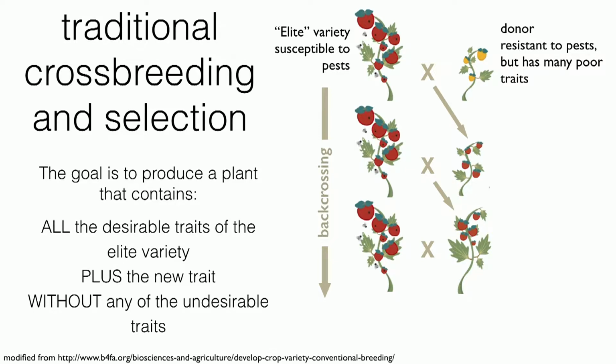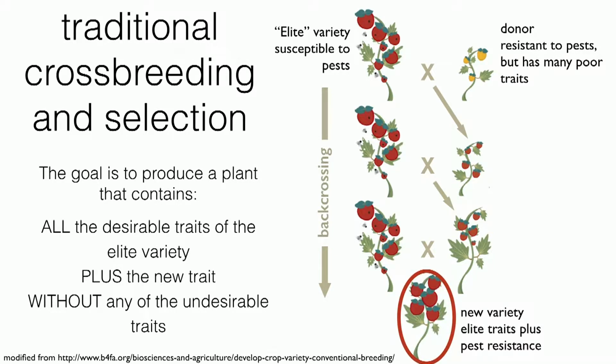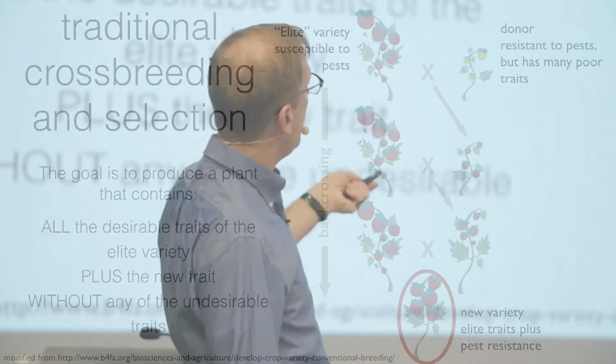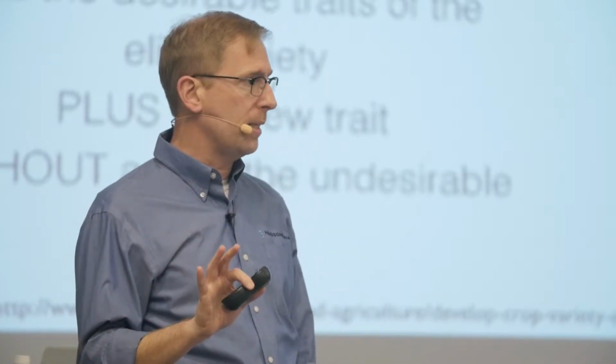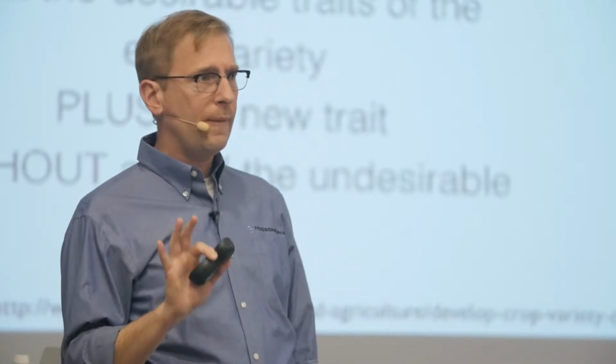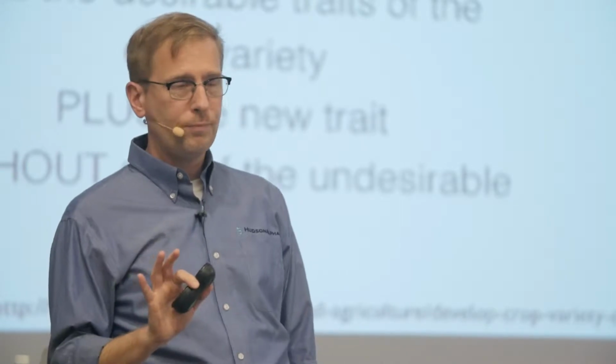And each time I'm getting closer and closer to the elite variety, but I've now brought in the resistance to pests from my donor. So at the end of the day, my goal is that I have a new variety that has all the elite traits plus the pest resistance from this plant, but none of the things I don't want from this plant. Make sense? That's my goal. That's what we want to get to.